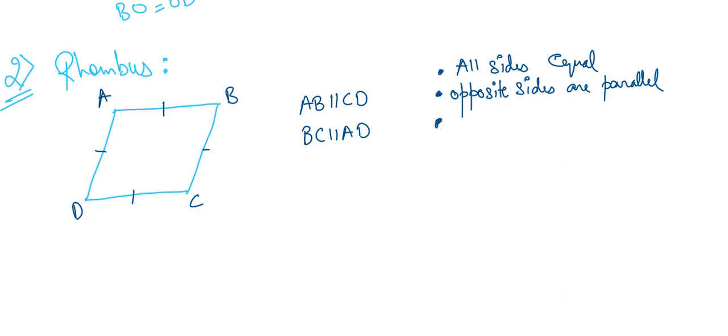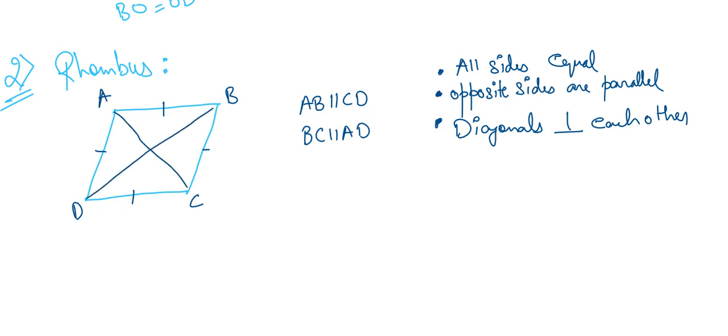Third property would be diagonals are perpendicular to each other. If I draw the diagonals AC and BD, they are perpendicular to each other, means AC is perpendicular to BD and BD is perpendicular to AC. This is my basic property. As well as, the diagonals would also bisect each other, likewise in a parallelogram.